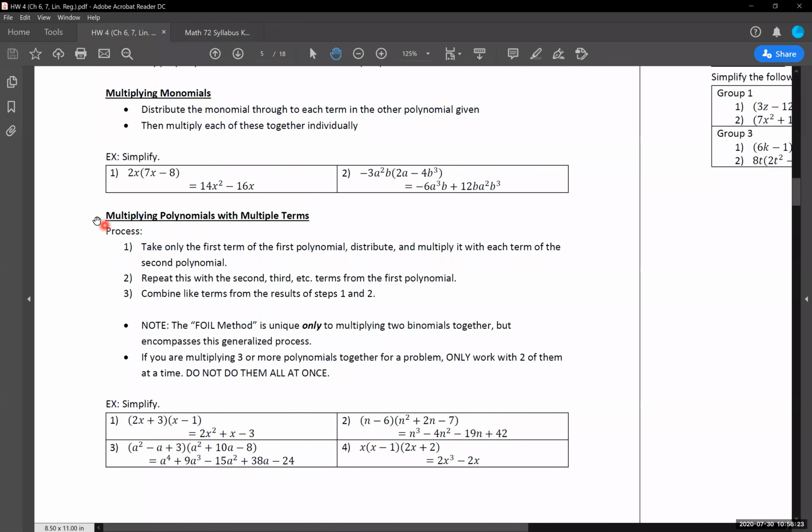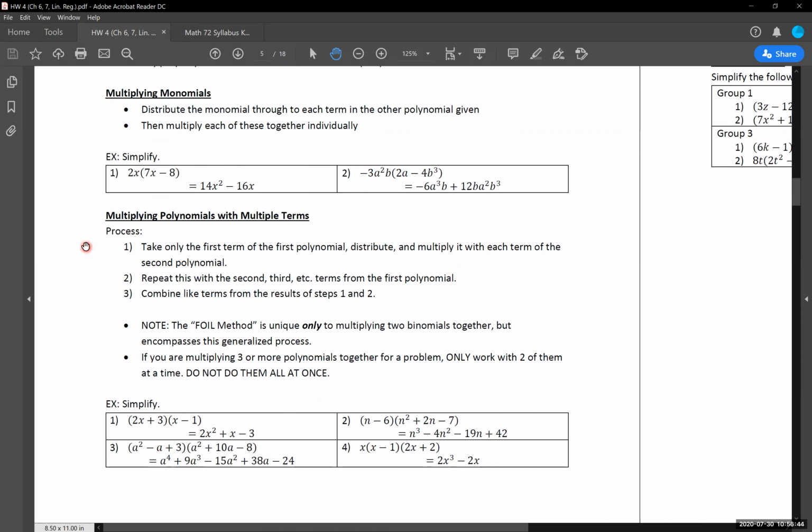So like we have here, as I just said, multiplying polynomials with multiple terms. Now, again, we're using the distributive property with this, but this is going to be a process that we're just going to repeat multiple times depending on what we're working with. And again, we'll have examples we'll go through with this as well.